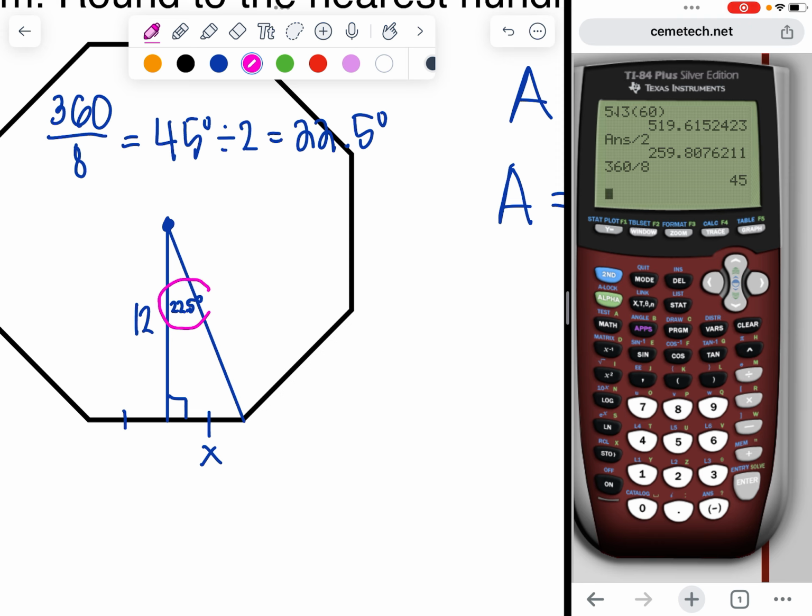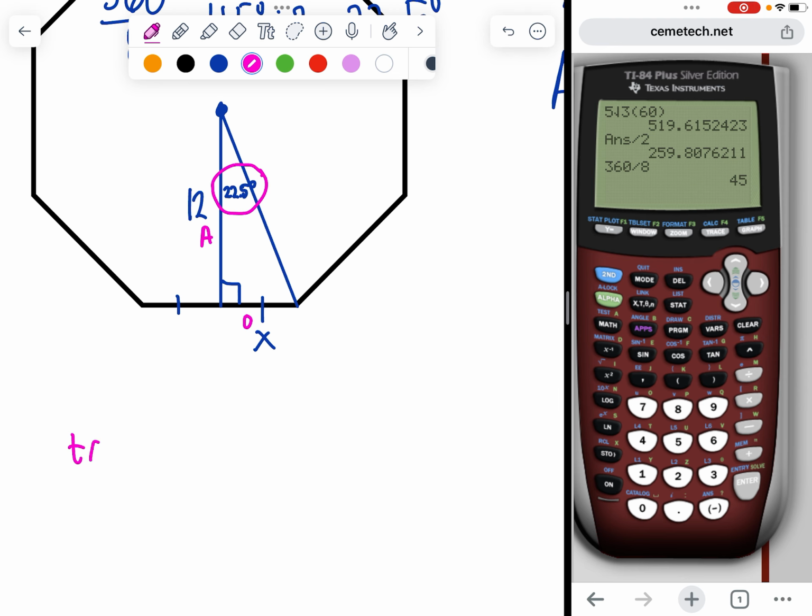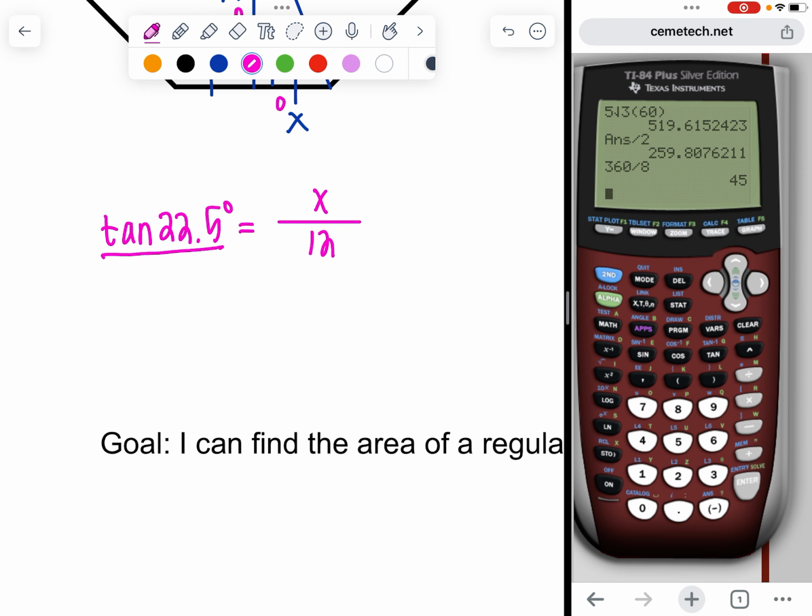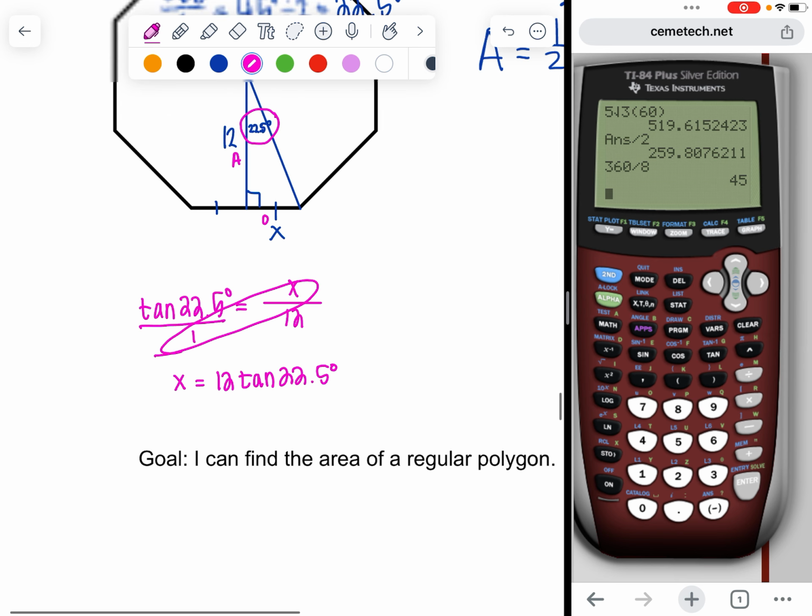So here is my angle. This is opposite, and this is the adjacent side. So I'm going to use tangent. So I'm going to do tangent of 22.5 degrees is equal to opposite over adjacent. Cross multiply to solve for X. X equals 12 times tangent of 22.5 degrees. Remember, I'm not putting this in my calculator because it's going to give me a decimal, and then I'm not giving my final answer yet.